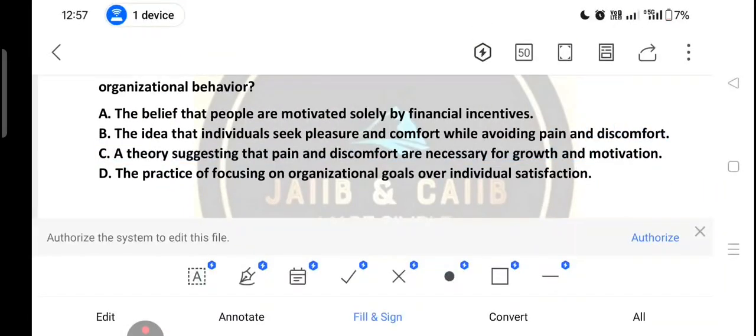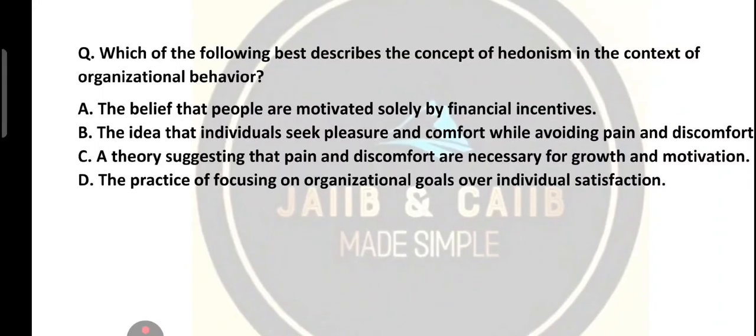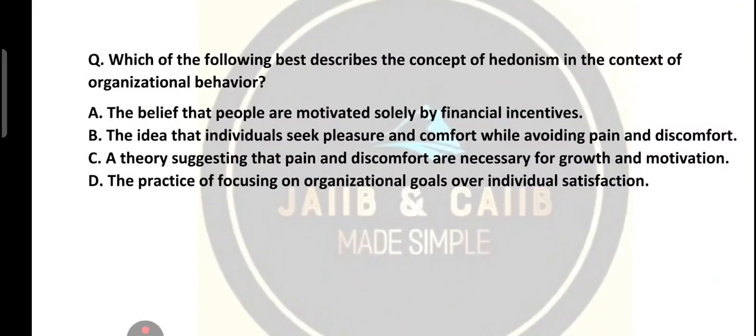Which of the following best describes the concept of hedonism in the context of organization behavior? Hedonism, right? Option A, the belief that people are motivated solely by financial incentive. Option B, the idea that individuals seek pleasure and comfort while avoiding pain and discomfort. Option C, a theory suggesting that pain and discomfort are necessary for growth and motivation. Option D, the practice of focusing on organization goal over individual satisfaction.